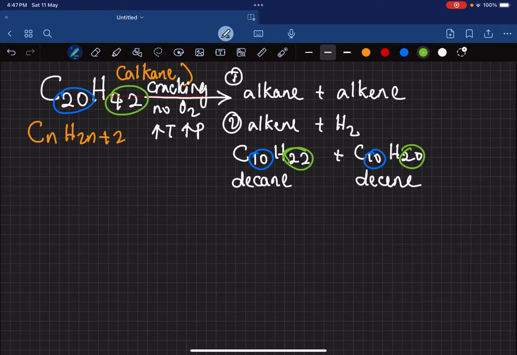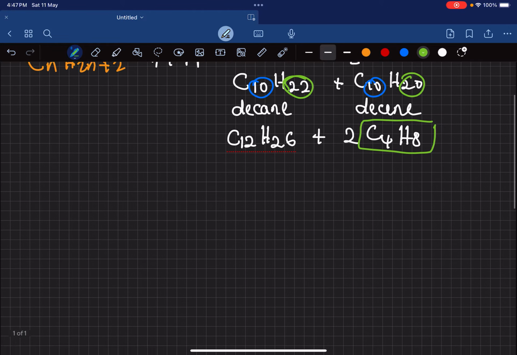So there are many possibilities. One possibility could also be something like this: C12H26, and then you might get 2 moles of C4H8, like 2 moles of butene, for example. So there are so many possibilities, not just one. When you get a question like this in the exam, you just got to make sure that the number of carbons and hydrogens on left and right is the same. For the rest of the story, I'm going to use this as our example. So let's move on.